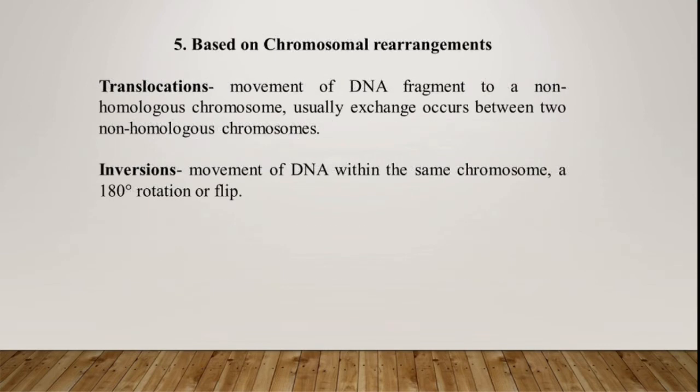Next parameter is chromosomal rearrangement. Based on chromosomal rearrangement, there are two types of mutation, that is translocation and inversion. What is translocation? Translocation is the movement of a DNA fragment to a non-homologous chromosome. Usually an exchange occurs between two non-homologous chromosomes in this case. And in the case of inversion, there is movement of DNA within the same chromosome, that is a 180 degree rotation or flip happens.